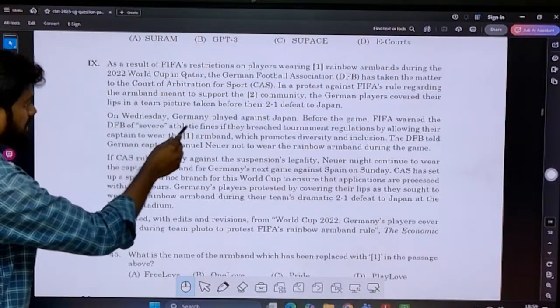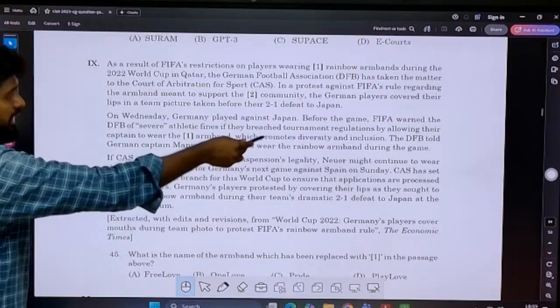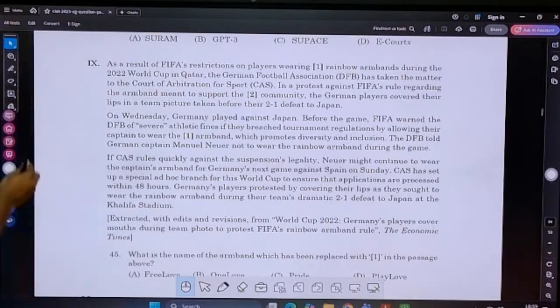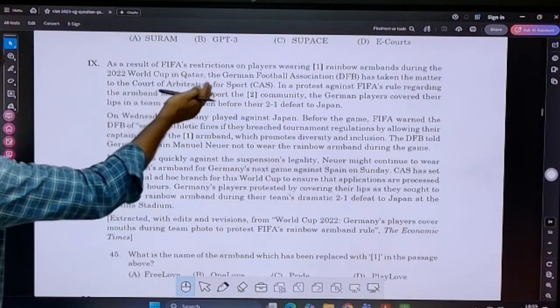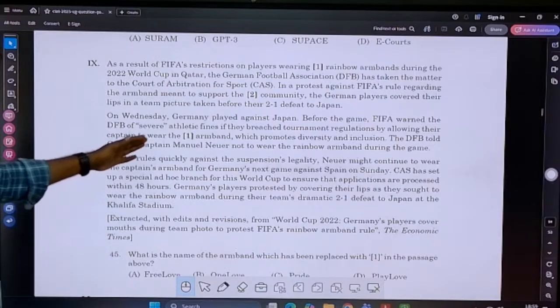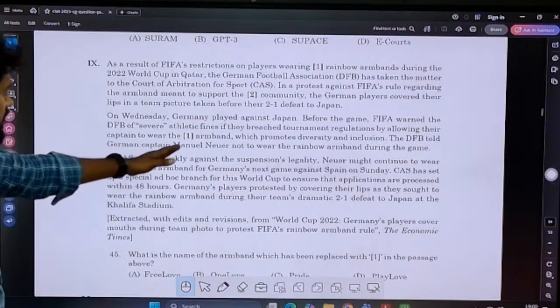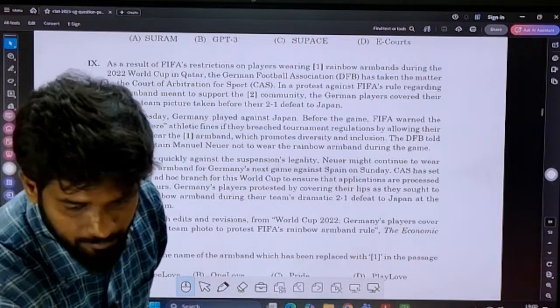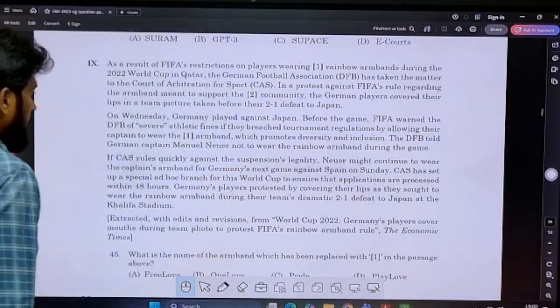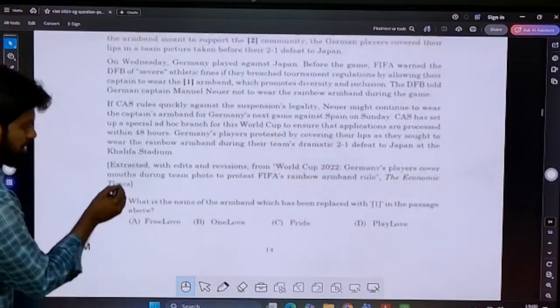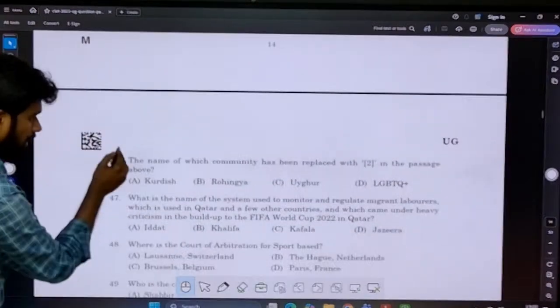Next one, on Wednesday Germany played against Japan. Before the game, FIFA warned the DFB, called German Football Association, of severe athletic fitness if they breach tournament regulations by allowing their captain to wear one armband. Okay, so the entire article was talking about the same thing here. Okay, now armband గురించి మాట్లాడుతుంది.